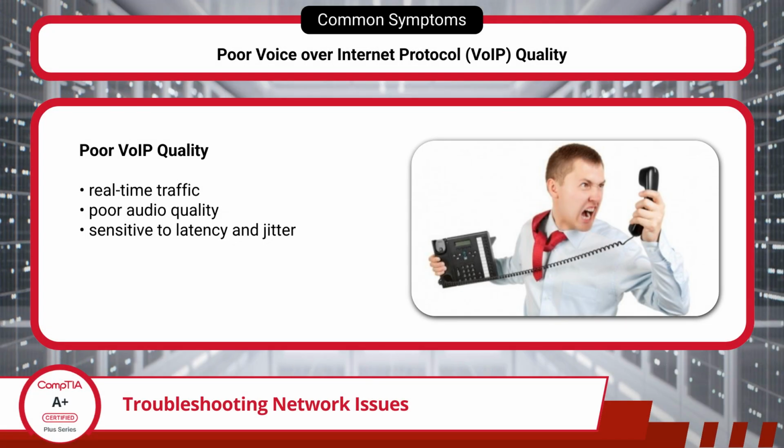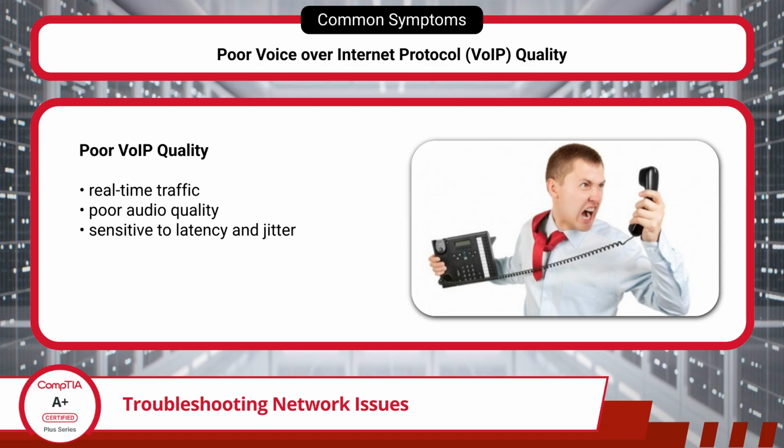Next, we have poor voice over IP quality. This issue is rather self-explanatory and can significantly impact communication clarity and effectiveness. Voice over IP operates by transmitting voice data over the internet in real time, making it more sensitive to latency and jitter compared to other types of network traffic. Both latency and jitter can cause audio disruptions, such as audio breaking up or voice distortion, making it difficult to understand the other party during a voice over IP call.